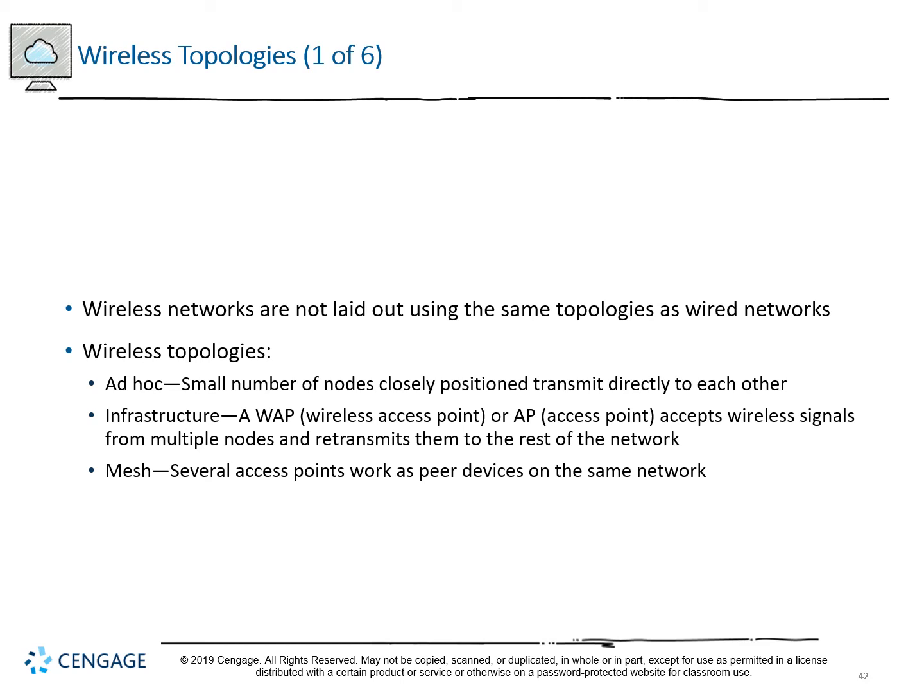An ad hoc network is where there's no infrastructure device in between, such as an access point or a router. We just have direct transmission between them using their own Wi-Fi radios. Infrastructure networks are where we have an access point involved that accepts wireless signals from multiple nodes and then retransmits them to the rest of the network. A mesh network is where several access points work together as peer devices to help distribute the access load.